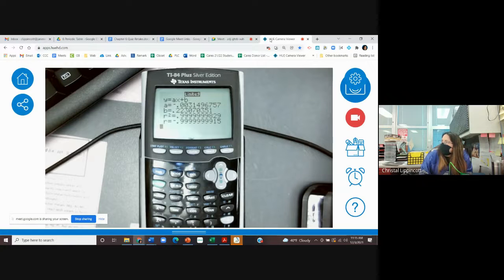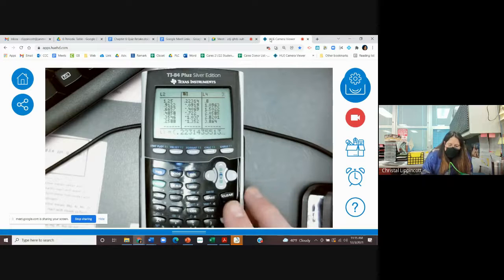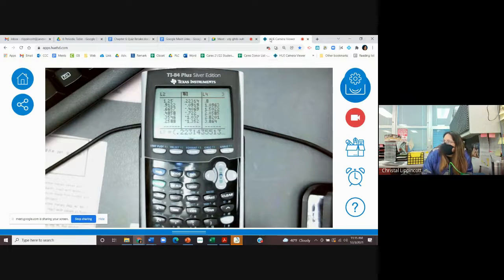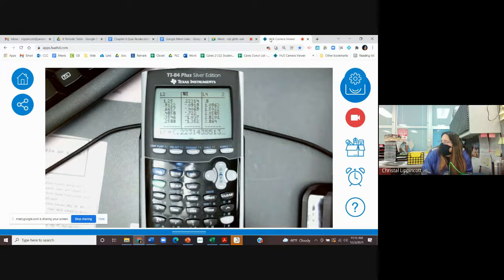So what's the difference between L2 and L3? L2 was just the list of the concentrations. That's what I typed in. L3, when I set that up, I set up L3 as the natural log of that concentration. That's what I told L3 to be. If you watched that video, she showed you exactly how to put that in the calculator. No, I got the numbers, I don't understand what it represents.